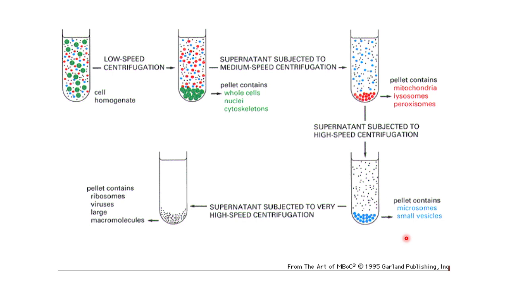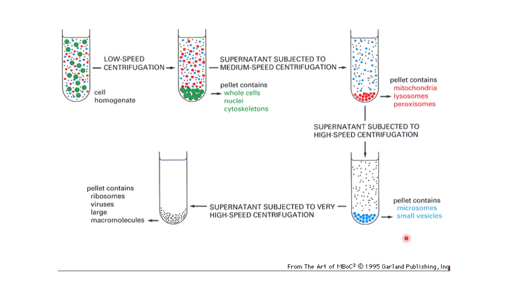Okay. So now what happens when, say, you disrupt a cell and you want to separate out the different components from the cell? Say you want to separate ribosomes, then say the nuclei or the mitochondria. Sometimes you have to separate the microsomes, peroxisomes. So for that, different speeds of centrifugation need to be used.